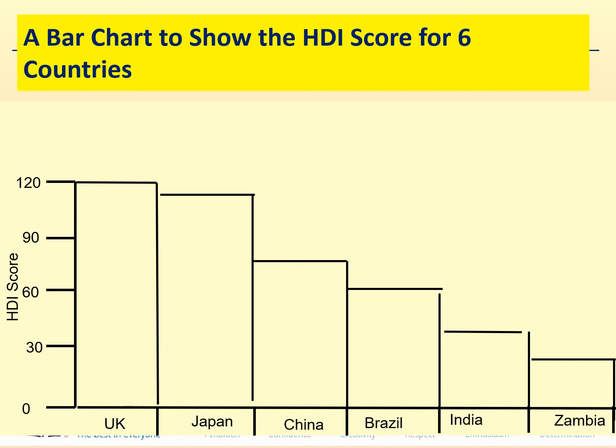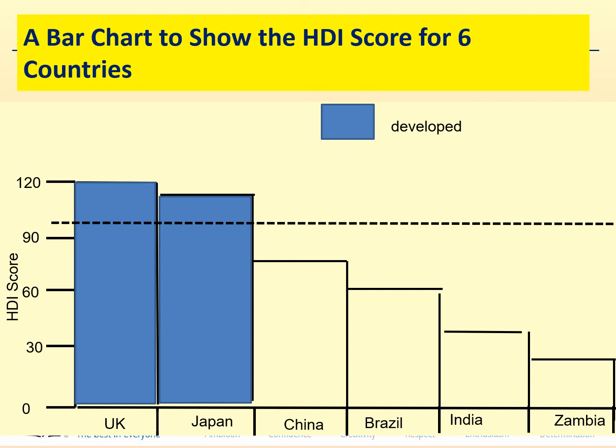Press pause. We're now going to add the dotted line at 100, as this is the cut-off point to be classed as developed. Press pause to add the dotted line onto your bar chart. The countries that scored over 100 are developed, and we colour those countries in blue.